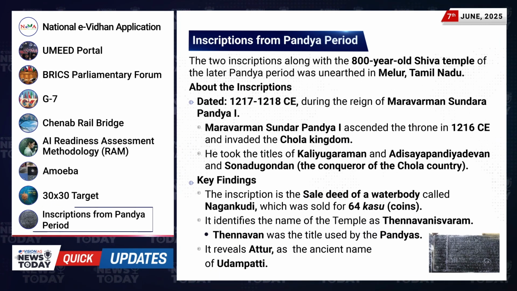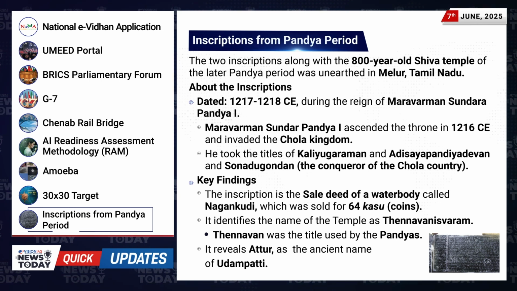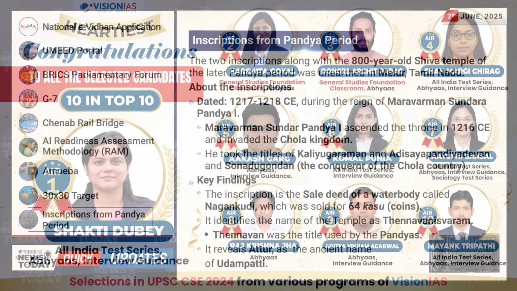The 2 inscriptions, along with the 800-year-old Shiva temple of the later Pandya period, were unearthed in Melur, Tamil Nadu. The inscriptions are dated to 1217 to 1218 CE, corresponding to the reign of Maravarman Sundara Pandya I.